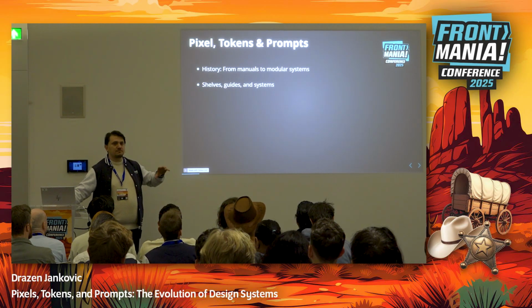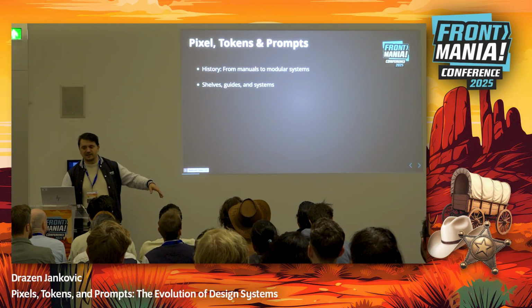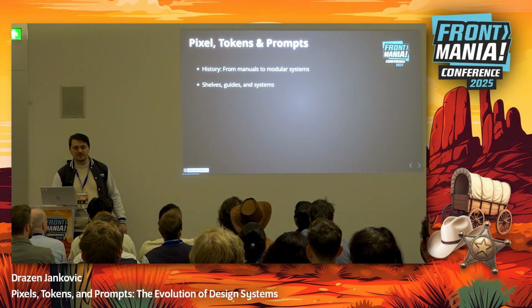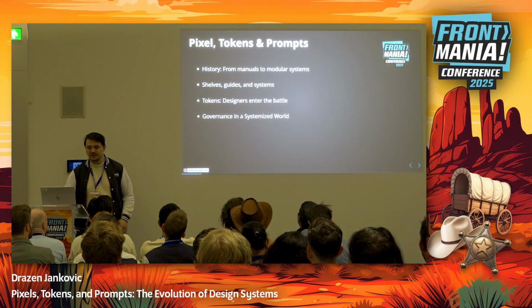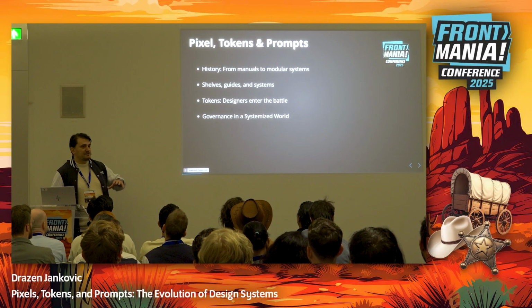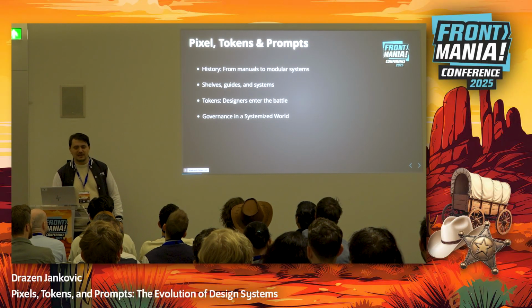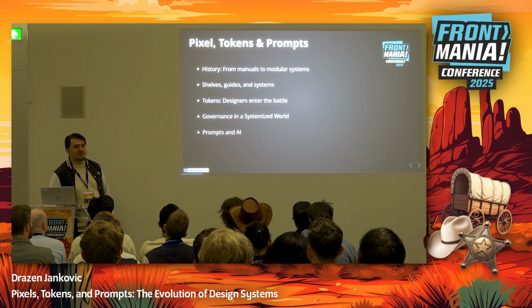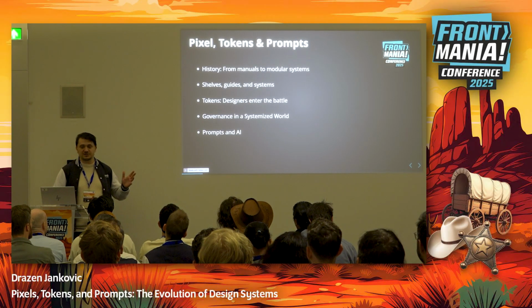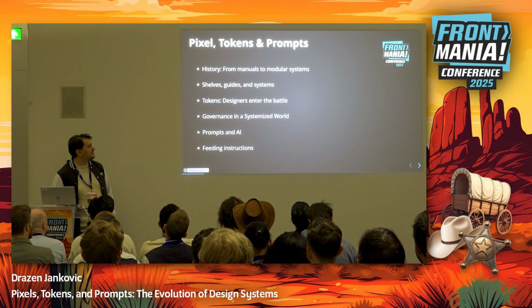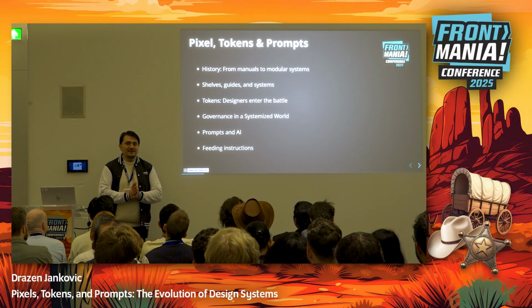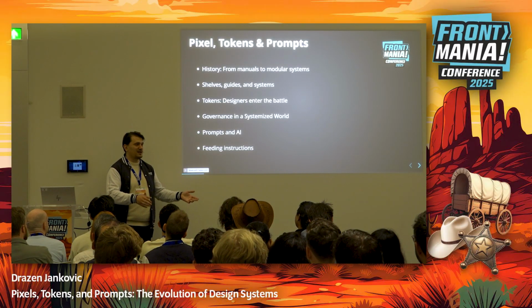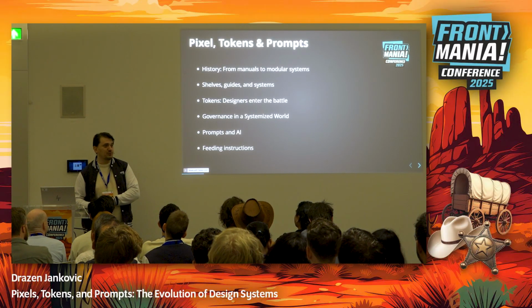We'll take a look at component shelves, style guides, and what actual design systems are, how tokens enter the space, and what we can do with them. How governance works when everything has to be systemized and synchronized with each other, and where prompts and AI come into the picture. And how you then feed all of the previous things into your AI so that you don't get generic slop, but actually get the controlled output that you need.